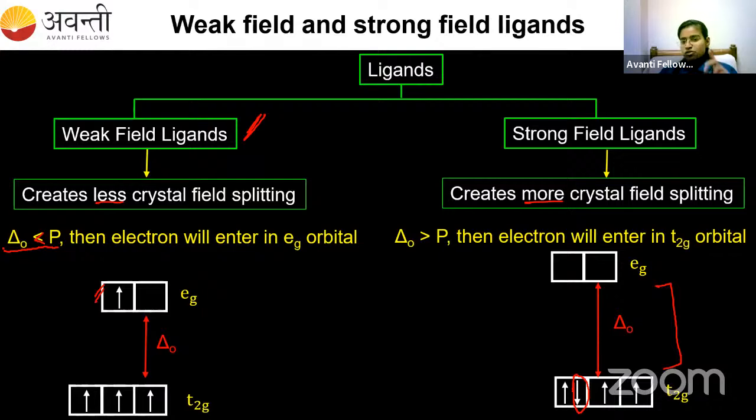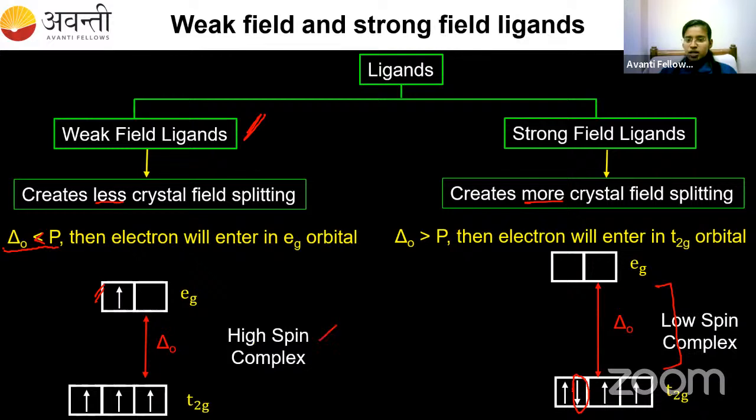Okay. If the electron goes to the Eg orbital, we call those complexes high spin complexes, and if the electron gets paired up in the lower energy orbital itself, it is called a low spin complex. Is it clear up to this?